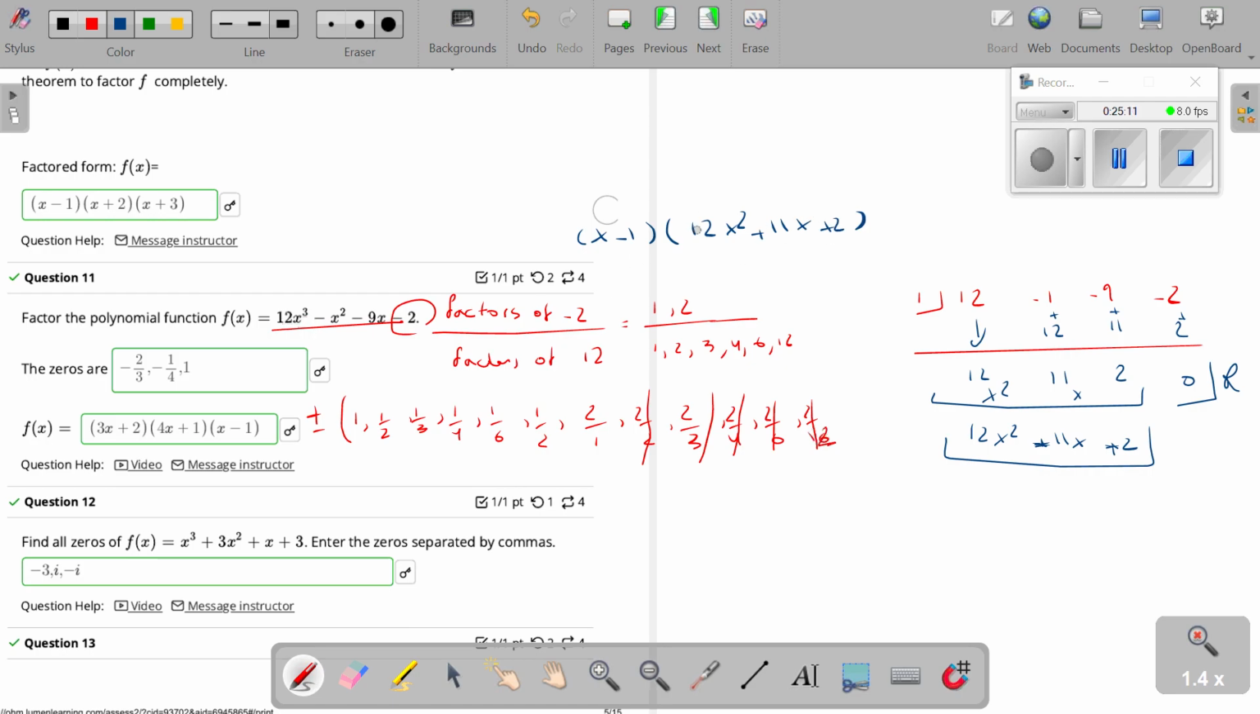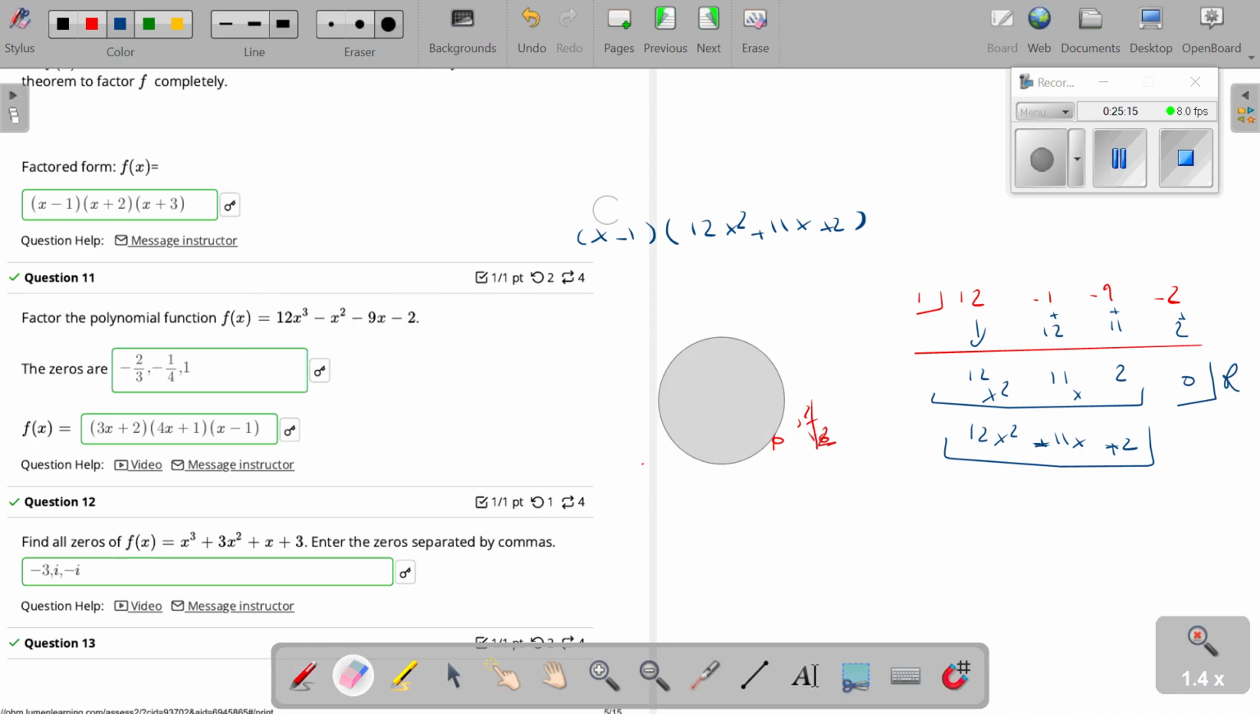Now, am I able to factor this one more step? Let's see. I'm going to erase this so we have some space here. How do I factor this? I'm going to look for two numbers that if I add them, I get 11. And if I multiply, I get 2 times 12, which is 24. What are those two numbers? They are 3 and 8.